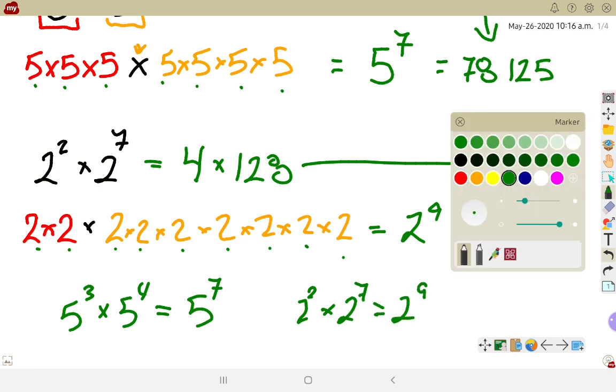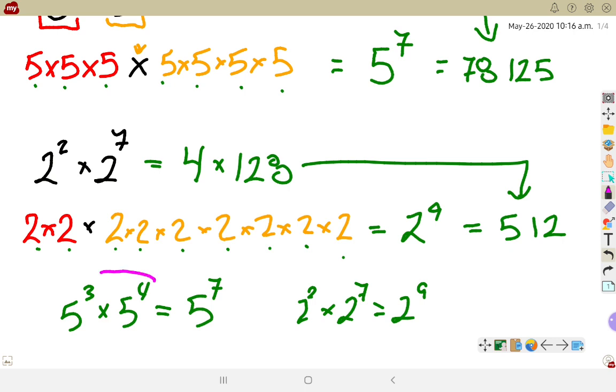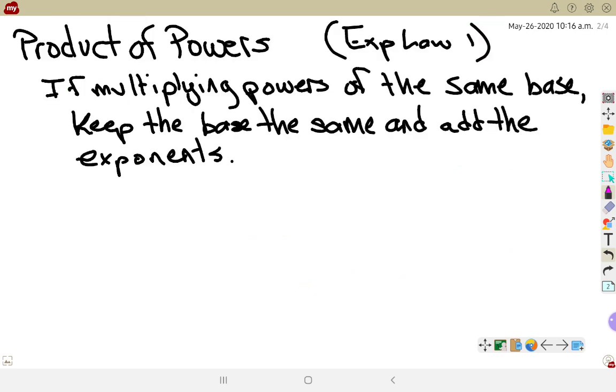And hopefully you can see the pattern here that really all I'm doing is taking those two exponents and adding them together to get that second exponent. Okay, and that's really our first exponent law. Okay, so the first exponent law is called the product of powers. So this is our first one.